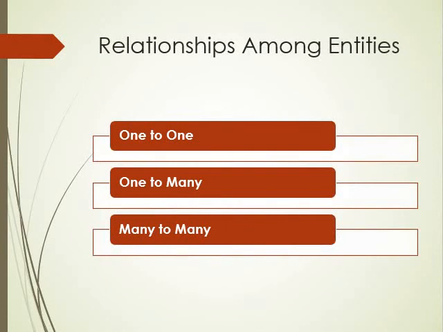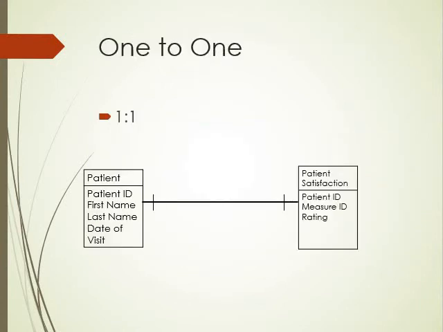Another component to understand with entity relationship diagrams is the various types of relationships. We'll discuss the one-to-one relationship, one-to-many, as well as many-to-many. The one-to-one relationship is rarely used and is only used in specific situations, such as privacy and security reasons, or when we need to break very large tables into smaller tables. This example shows a one-to-one relationship with one patient and that patient's satisfaction rating.